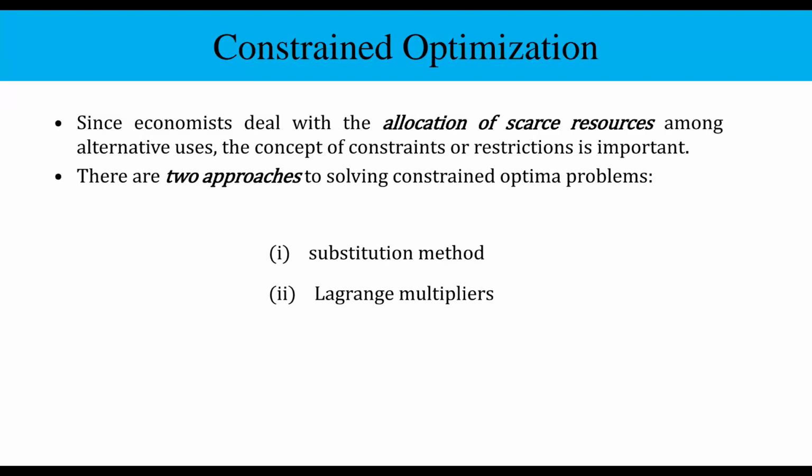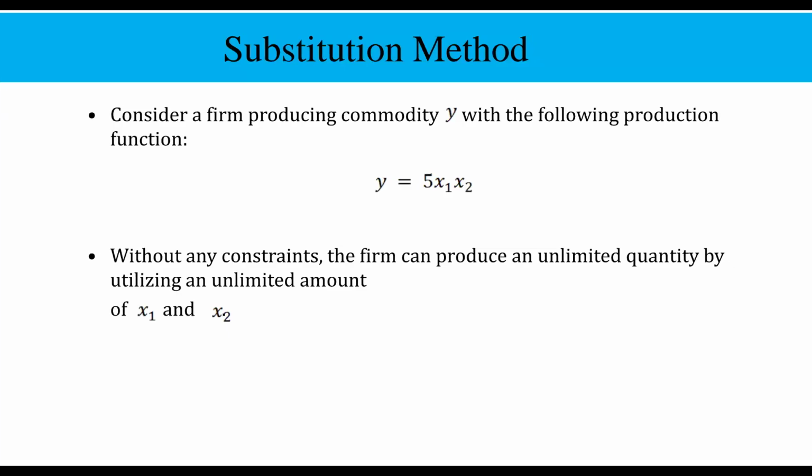Now, economists like you deal with the allocation of scarce resources among alternative uses. The concept of constraints and these restrictions is therefore important. There are two approaches used in solving constrained optimization problems: the substitution method and the Lagrange multiplier. Let's use the substitution method and let's have an example.